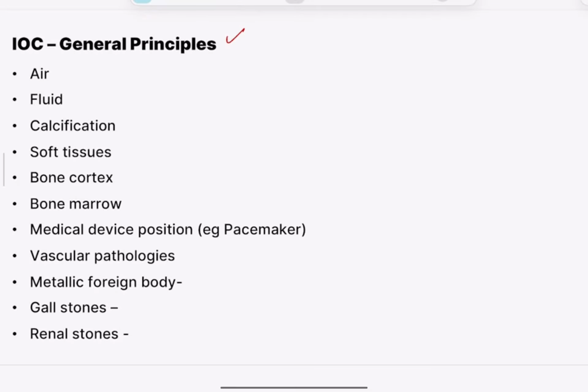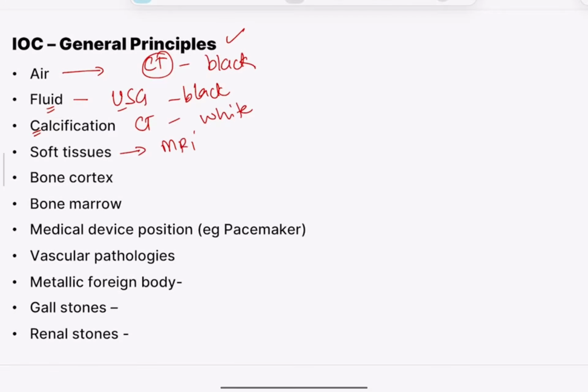Going to investigation of choice general principles. For air containing pathologies, most sensitive is CT scan. How does the air appear? Black. For fluid it is ultrasound. Remember, U for U, ultrasound. Fluid appears black. Calcification, C for CT, it appears white. For soft tissues, it is MRI.